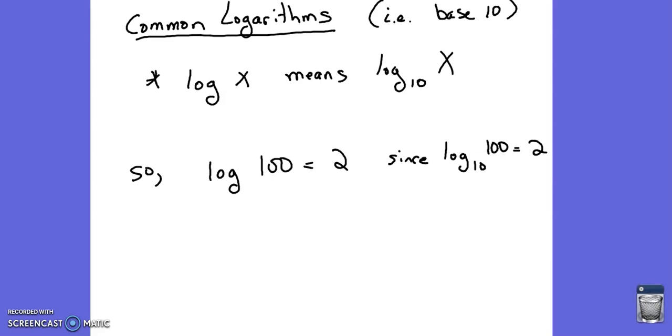So let's talk about common logarithms. Common logarithms are logarithms with base 10. So if I just write log of x, you have to assume that that's base 10. If I don't write a base, then you have to assume it's base 10. That's called a common logarithm. So if I say, what is the log of 100? Well, you know that the answer is 2, because 10 squared is 100. So again, if I don't write the base, it's base 10.